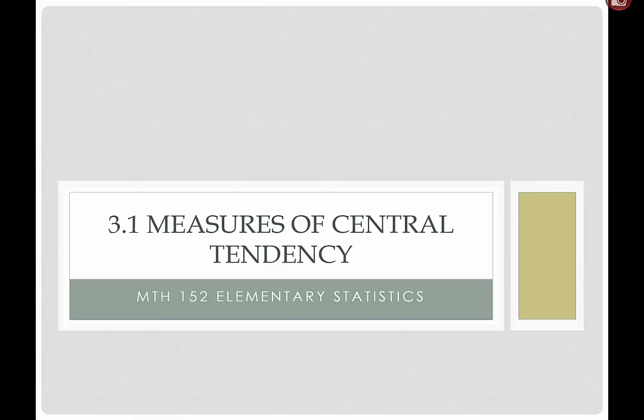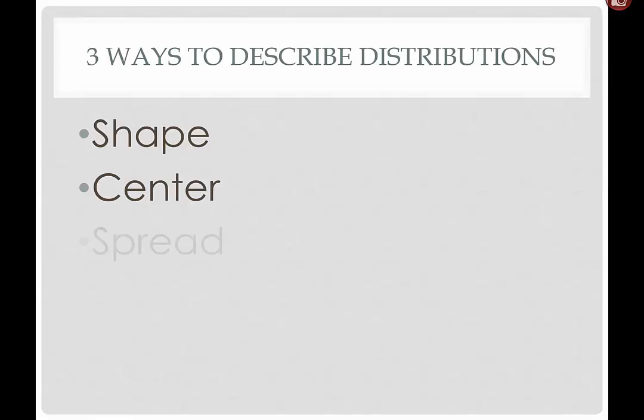In this lesson, we're going to talk about the measures of central tendency. We have three ways to describe distributions. Shape, which we talked about in Chapter 2, and we'll talk a little bit more about that in just a minute. We have center, which tells us the middle of the distribution. And then we have spread. Are all the data really close together, or are they pretty spread out?